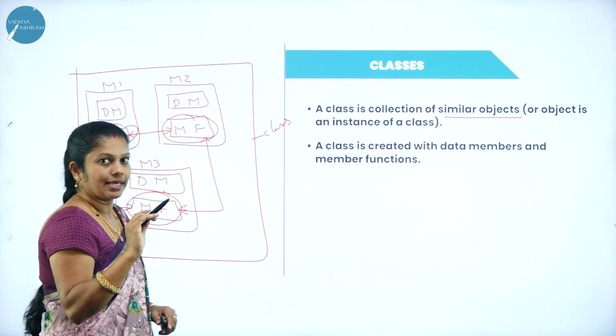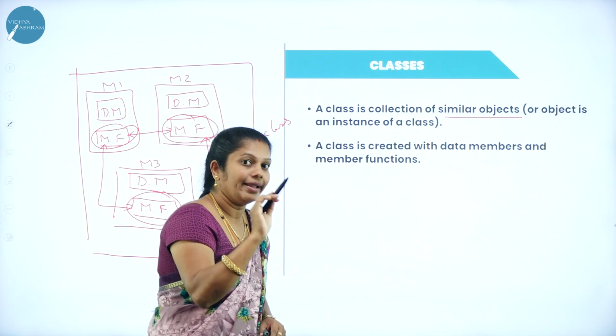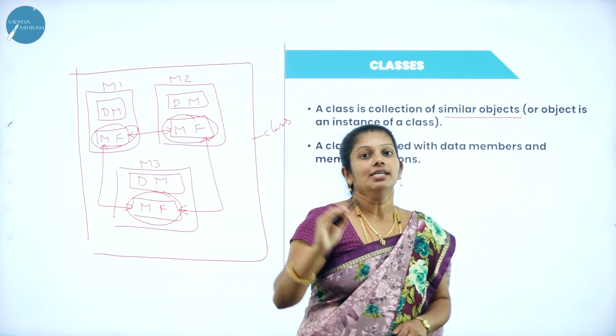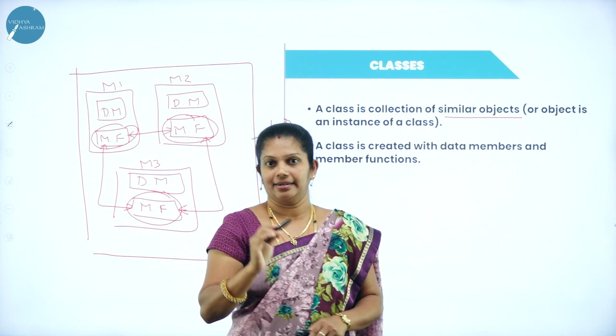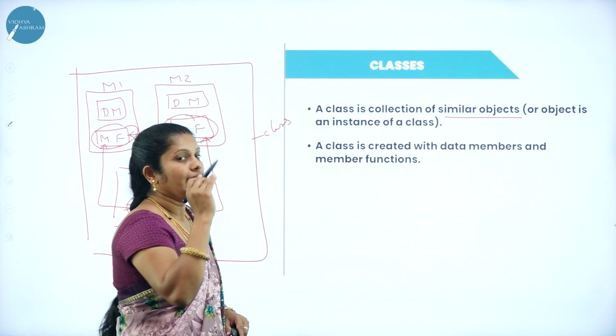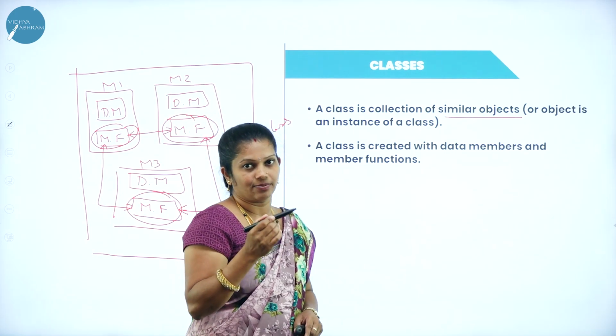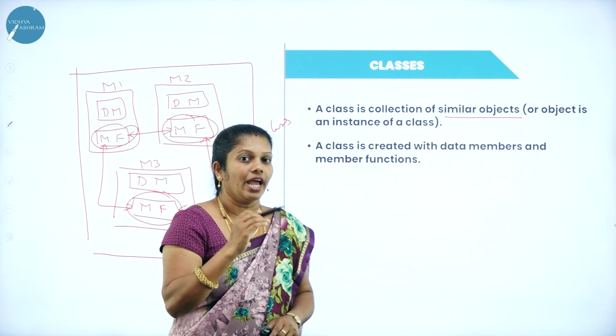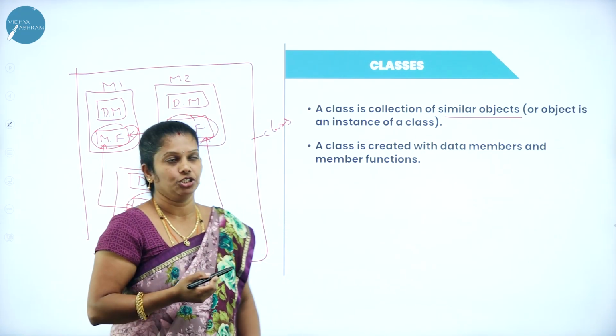Whereas class is a collection of related objects. All the objects must and should have the same behavior and characteristics. Each object, each class has data as well as functions. Data can be called data members and functions can be called member functions.